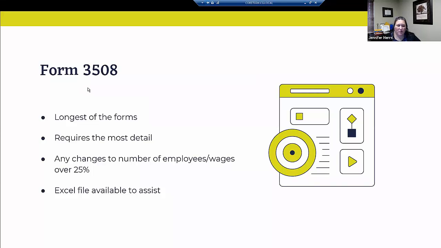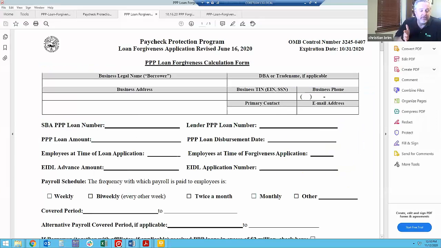It's the longest form. It requires the most detail. And if you had any changes in number of employees or wages over 25%, you have to use this form. And there's an Excel file available from the AICPA that actually does work. I'm not going to comment on that. I'm just going to leave that one right there. I'm sure you've checked it. I know you checked it.